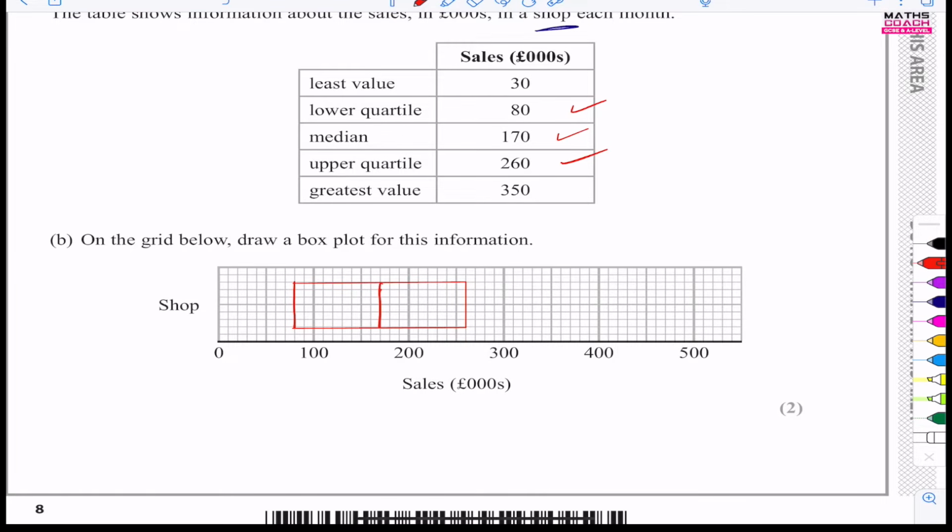Now the least value, 30. So 20, 30 right there. And it's a smaller line that I draw, and I'm going to go up to it like that. So that's the least value done. The greatest value, 350. Again, a small one, 350. Go across. And that's done. And there's my box plot.